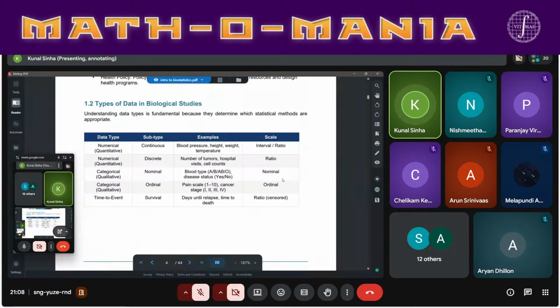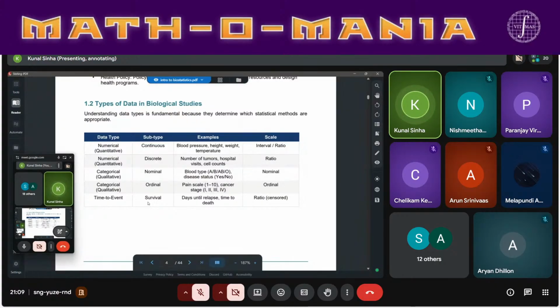Now, the ordinal one is not of that much importance to us because it is more related to research work and when you write the paper itself. The first three, though, you deal with when you're writing the code as well. So these three are more important to us right now.